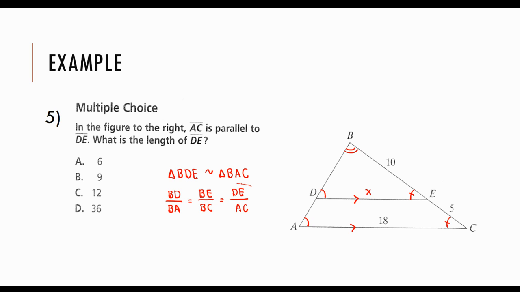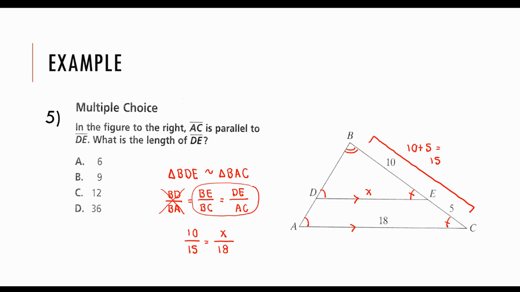I think I'm going to then stick with these two because, like I said, I don't have any side lengths for BD or for BA, so that's not going to be useful to us. So BE is 10. BC, be careful. I have to take the whole entire side. So that's 10 plus 5. So that's going to be 15. That equals DE, which I'm going to call X, over AC, which is 18.